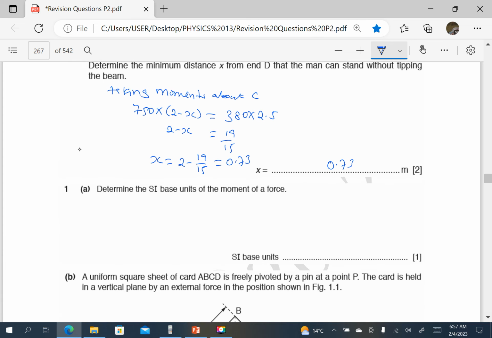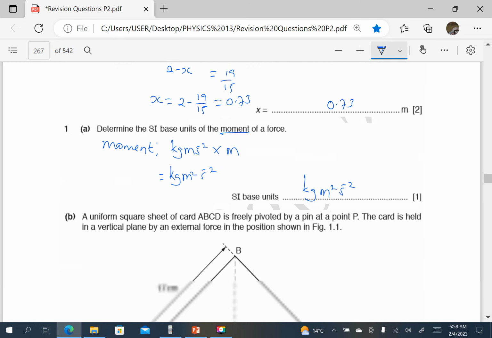Determine the SI base units of moment. We have seen more SI base units in a unit called physical quantities. So moment, we know that moment is a product of force and perpendicular distance. So moment, force is going to be kilogram meters per second squared, then times perpendicular distance, which is in meters. So you notice that this simplifies to kilogram meters squared per second squared.